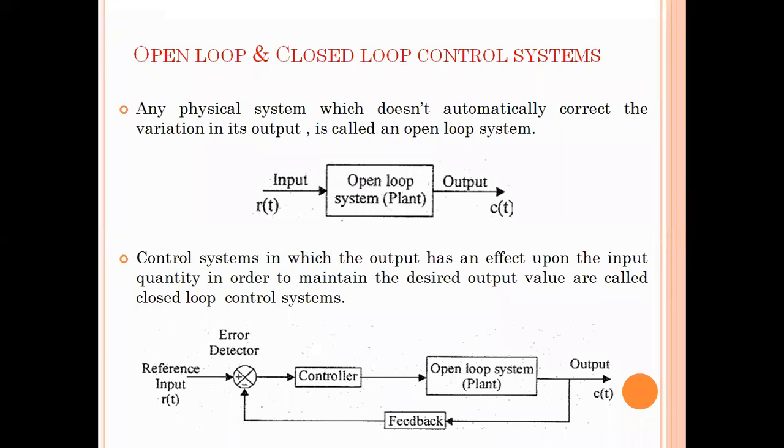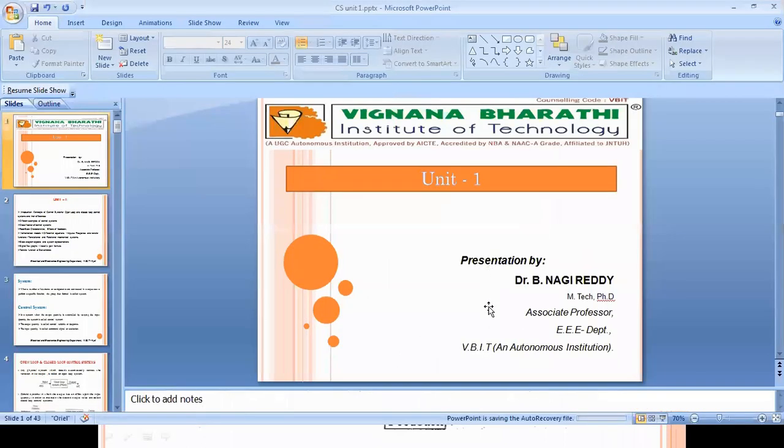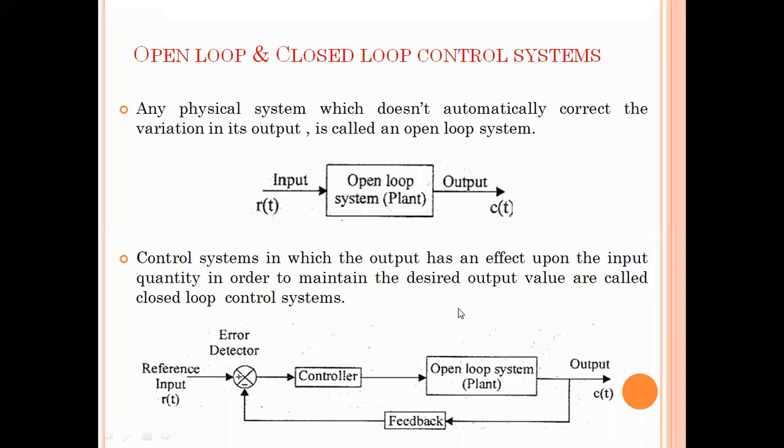So I think you understood this difference between open loop and closed loop. What is the effect when this feedback is used? How the output is corrected automatically in the closed loop control system. But that cannot happen in the open loop control system. This open loop control system doesn't have any control over the output voltage changes that happen due to the external disturbances.